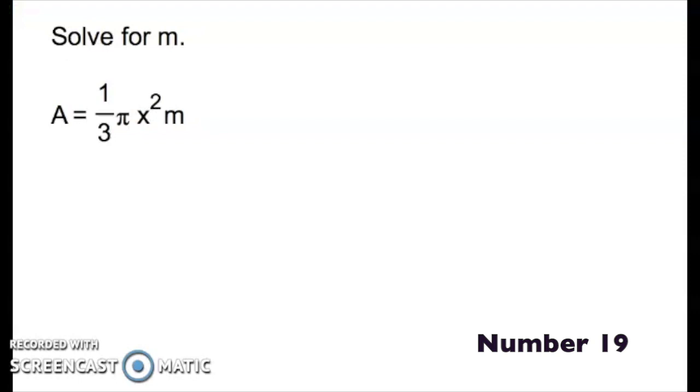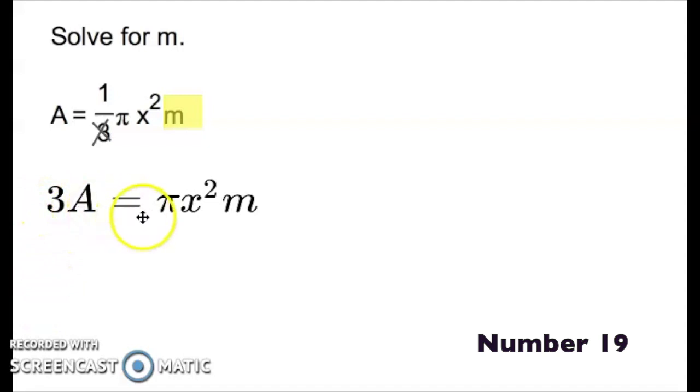Solve for m. A equals 1 over 3 pi x squared m. So we're going to highlight the m. So we have to move everything away from that. Let's start by moving the fractions. So we cross out 3 in the denominator and bring it to the other side and multiply it to a. So we have 3a equals everything that's left, which is pi x squared and m. And it's understood there's a 1 there, so we don't have to write that.